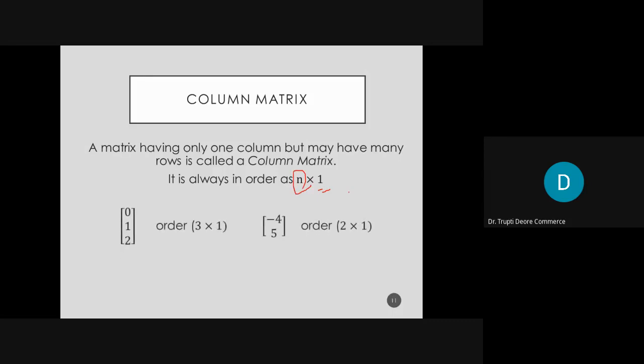So let's see the example. First one, 0, 1, 3. There are 3 rows but 1 column, so it's a column matrix. Here, same, -4, 5. So it's order 2 by 1. Rows are 2 but column is only 1, so it is also a column matrix. Then this one, ALMP. There are 4 rows and 1 column, so it's also a column matrix.